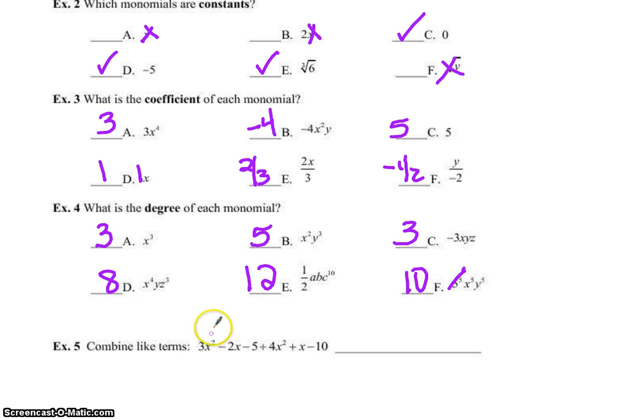Combining like terms, we have x squared, so 3 plus 4 is 7. It stays x squared. We have -2x plus x. -2 plus 1 is -1, so minus x. And then -5 minus 10 is minus 15. Going to the next page.